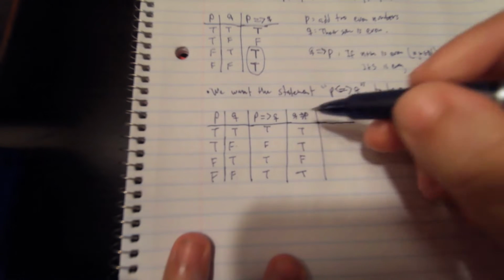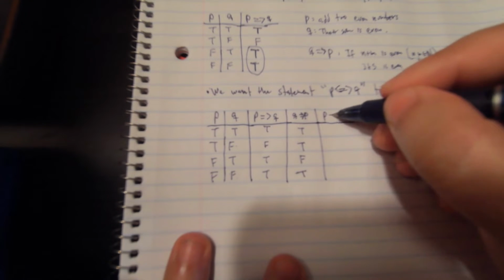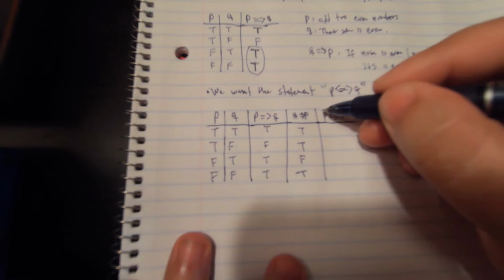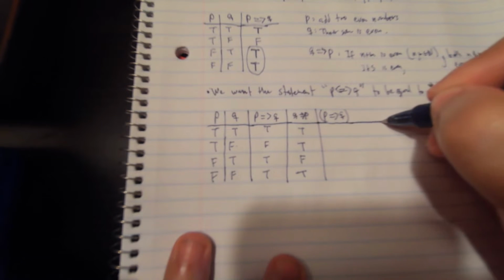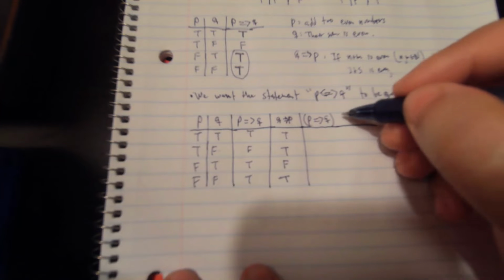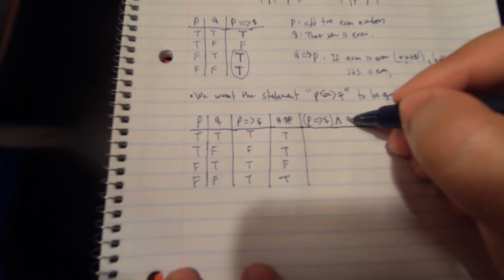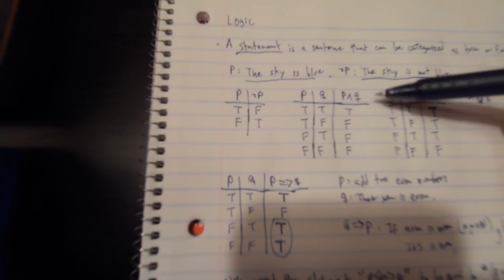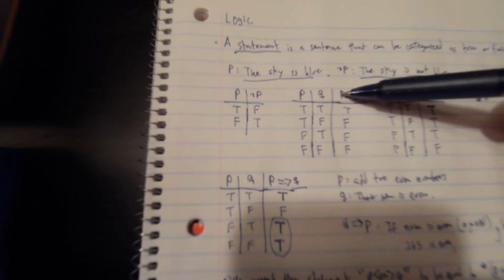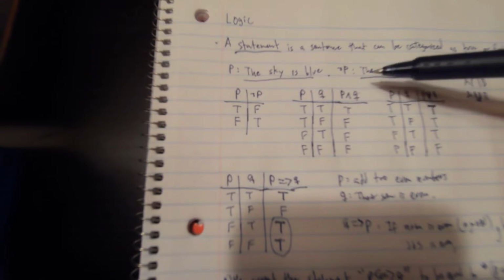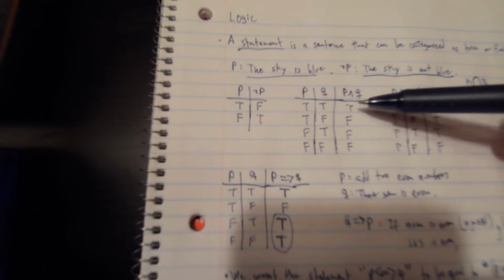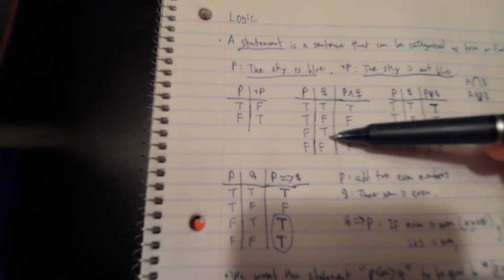But now we have the statement P implies Q. These are the truth tables for the statement P implies Q. We want to know the values for this and Q implies P. So basically, the statement P and Q, or just A and B, is true when they're both true, but false if at least one of them is false.